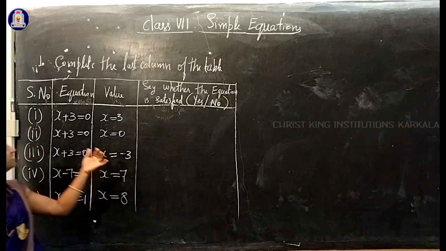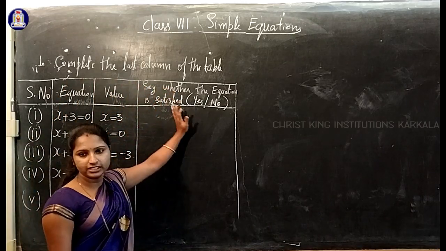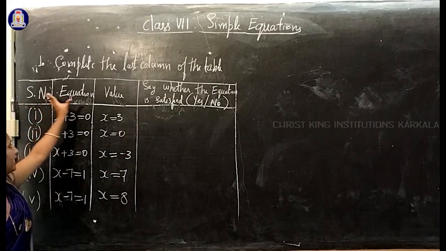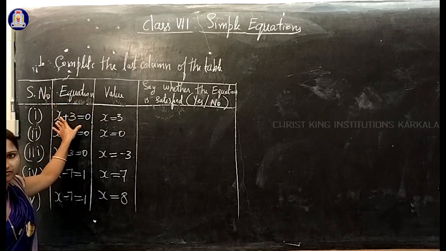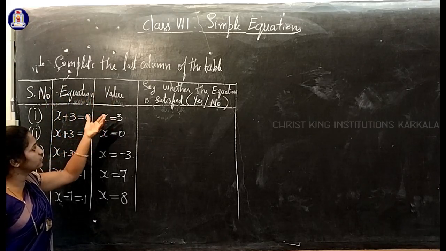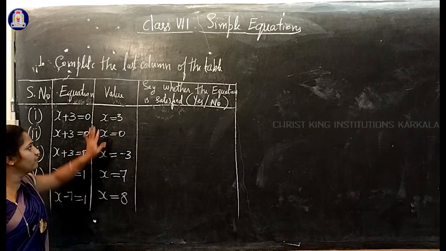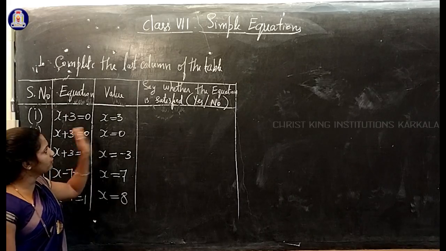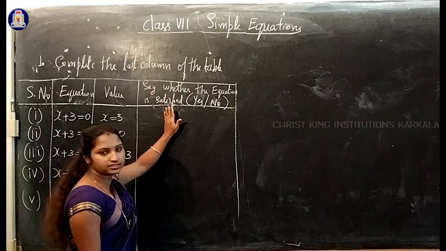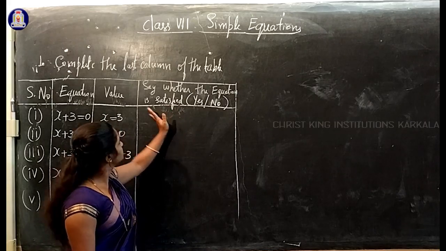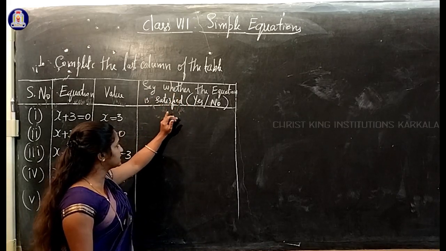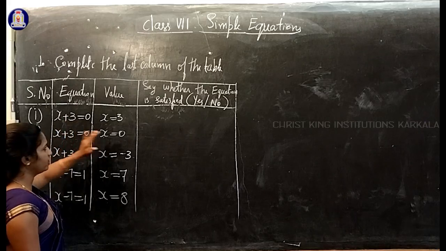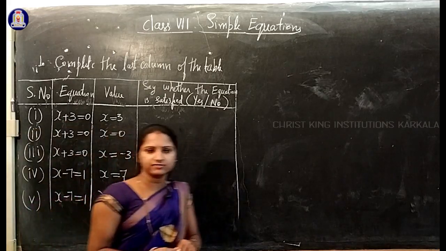In that, first one, see here, complete the last column of the table. So you have to complete this table. See, the first column is the serial number, and the second one is the equation. One equation is given, then the x value is given. Clear? In this column the value of x is given, and here the equations are given. Now what you have to do: say whether the equation is satisfied or not, means yes or no. So first you have to check. Without solving we cannot say whether the equation is satisfied or not.